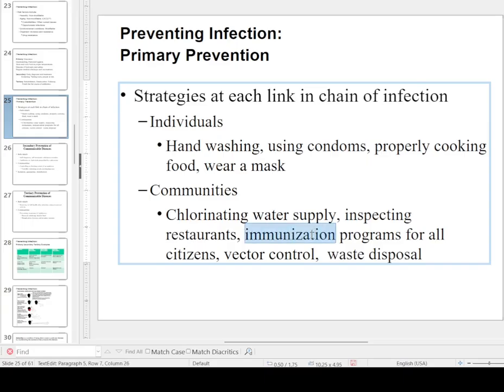Immunization programs, so that more people end up immune to the disease, the infection, and then it spreads less. So that's preventing. Vector control, like mosquito control programs. I spent 2 years on an island that had no mosquito control, and it showed. And I still have PTSD from mosquitoes to this day. Waste disposal, right? To prevent fecal-oral transmission, but also waste disposal as in garbage disposal, so that rats don't accumulate and then spread hantavirus, for example.